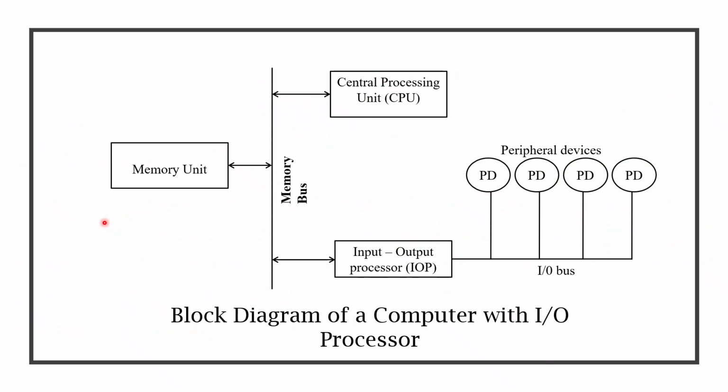And this is a diagram. Here we have a memory unit and central processing unit, and the I/O processor is connected to the memory bus. Through the I/O processor, the peripherals can transfer data to the memory unit, but the CPU initiates the data transfer.